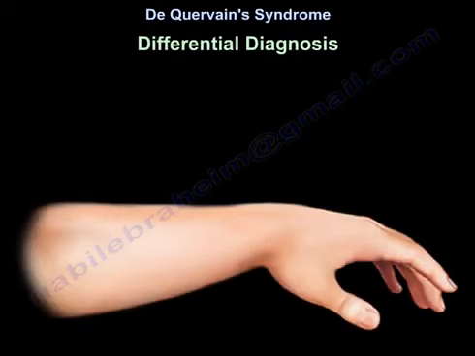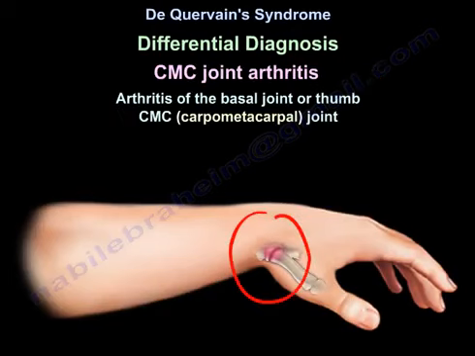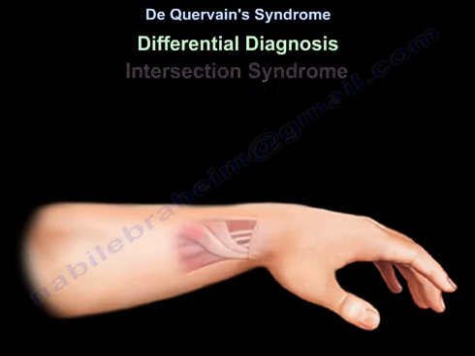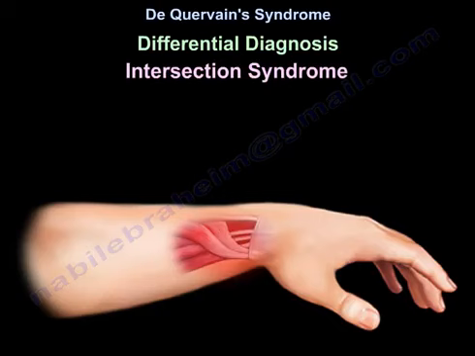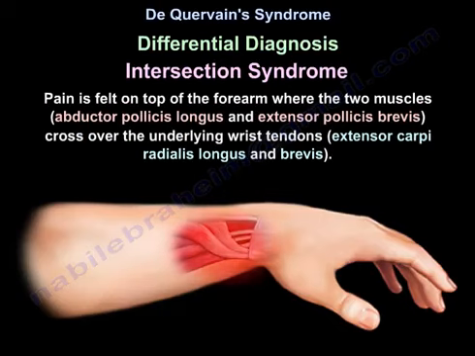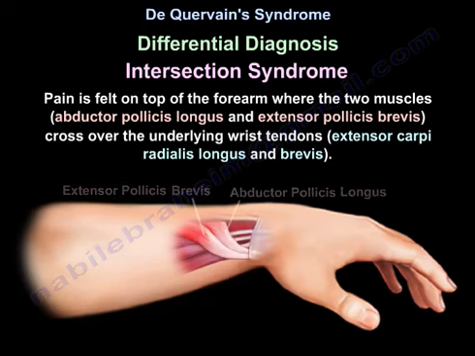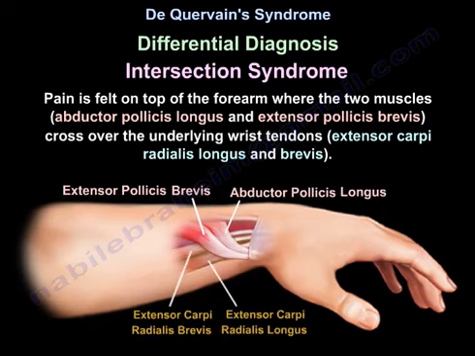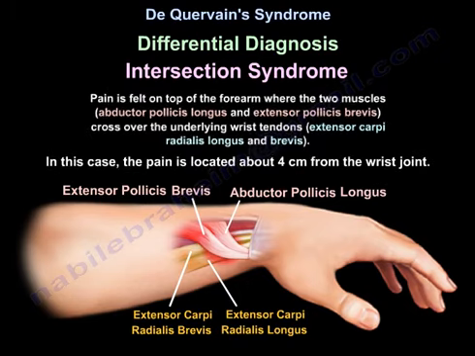Differential diagnosis: CMC joint arthritis, arthritis of the basal joint of the thumb, the carpometacarpal joint. Another differential diagnosis is intersection syndrome. Pain is felt on top of the forearm where the two muscles, the abductor pollicis longus and the extensor pollicis brevis, cross over the underlying wrist tendons, the extensor carpi radialis longus and brevis. In this case, the pain is located about 4 cm from the wrist joint.